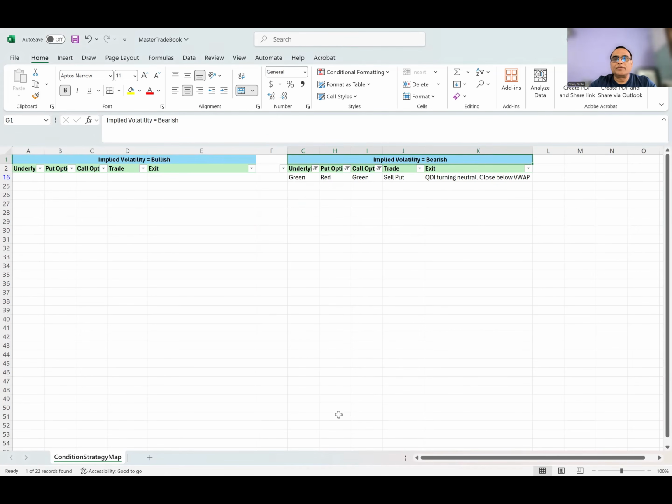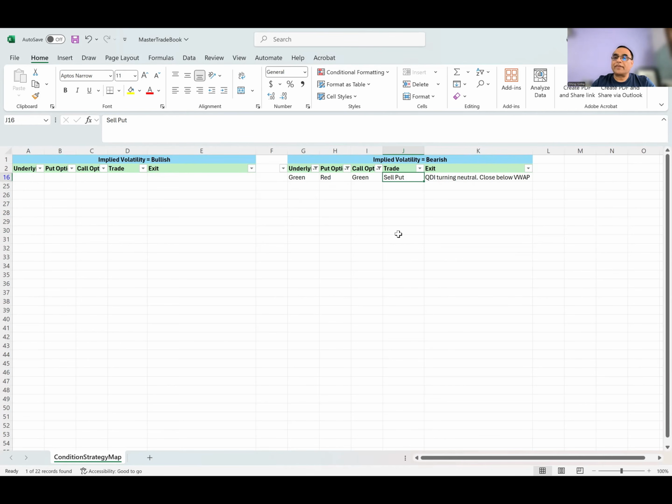So first of all, you start with implied volatility. Implied volatility was bearish on Friday, premiums were coming down. Nifty was bullish, put option was bearish, call option was bullish. So it gave me the trade that I have to sell a put option. Once I input these values after determining whether implied volatility is bullish or bearish, this Excel gives me the actual trade that I should be taking. So it told me to sell a put option.